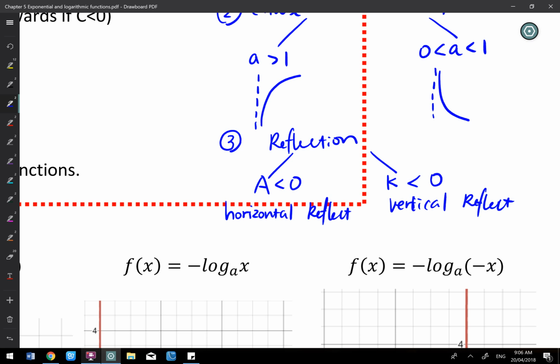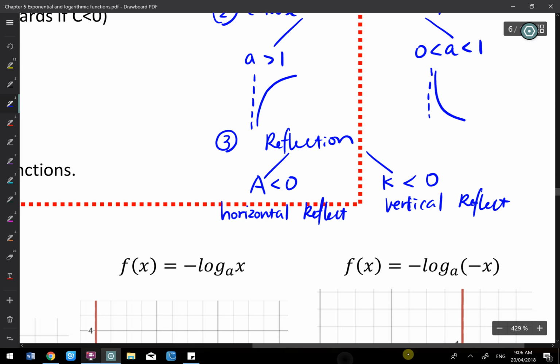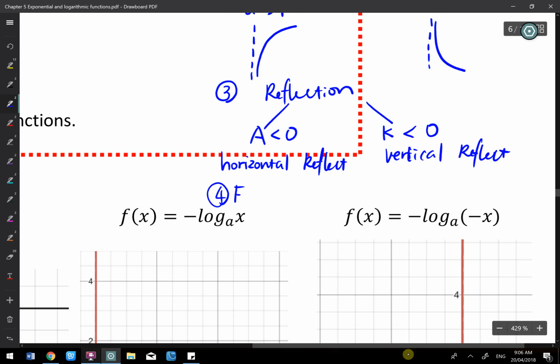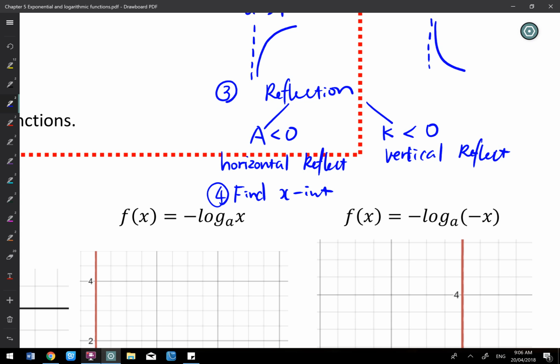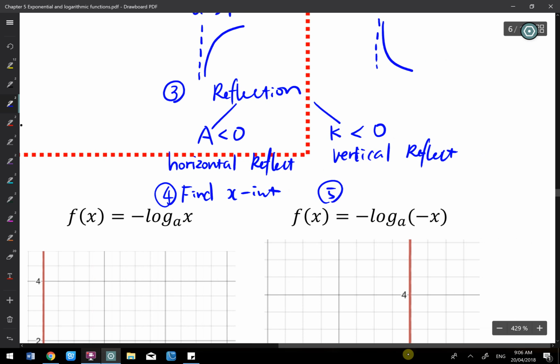Y-intercept, right? The domain is R, so I definitely have x equals 0. But exponential and logarithm are inverse graphs. Because exponential will definitely have a y-intercept, therefore logarithm will definitely have an x-intercept. So number 4 will be find x-intercept. You will definitely have an x-intercept. Doesn't matter what log, you definitely have an x-intercept. Your y can always be 0. And then number 5 is find y-intercept if possible.